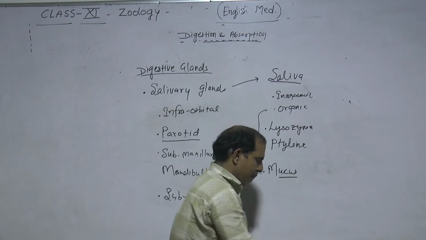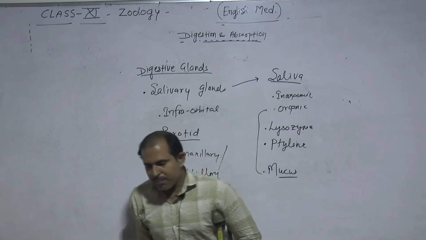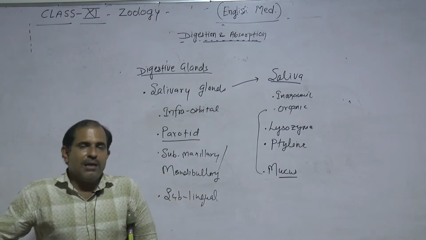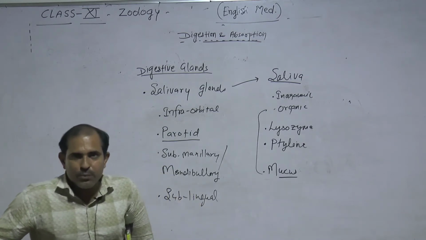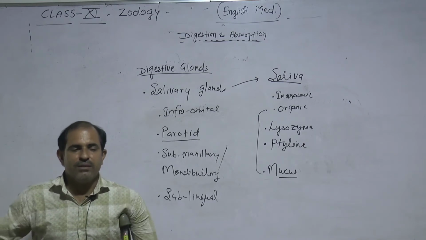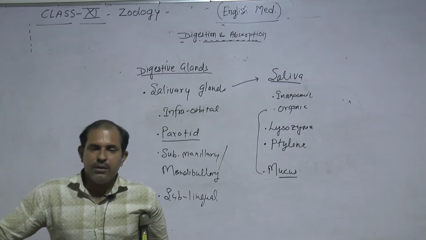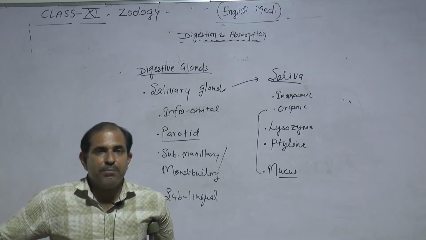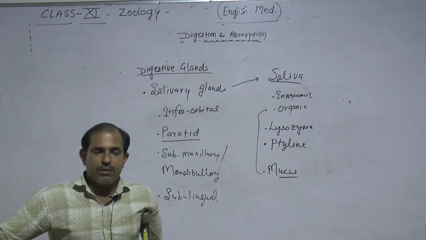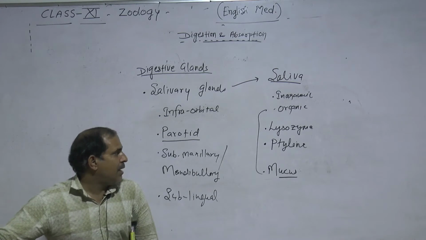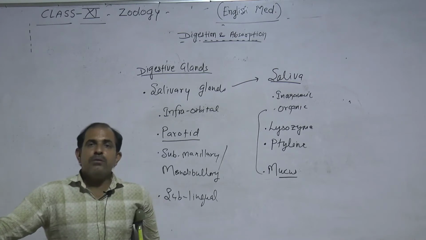The lysozyme kills bacteria and microbes. The microbes which enter with the food are destroyed by the lysozyme. It means the lysozyme prevents the entry of microbes in the alimentary canal. This enzyme is a part of our immune system.